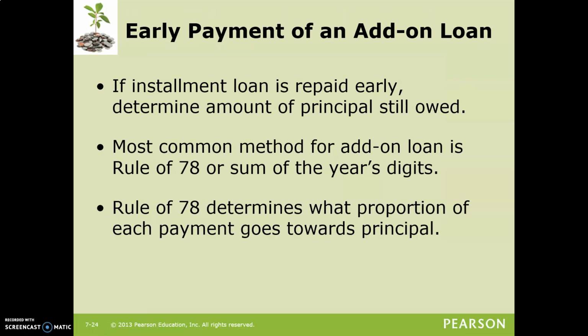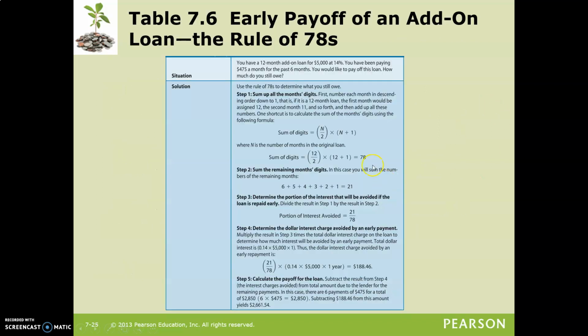So if an installment loan is repaid early, determine the amount of principal still owed. The common method for an add-on loan is the rule of 78, or sum of the year's digits. The rule of 78 determines what proportion of each payment goes towards principal. With prepayment, you also need to pay a prepayment penalty. For example, you have a 12-month add-on loan of 5,000 at 14%. You have been paying 475 a month for the past 6 months. Would you like to pay off this loan? How much do you still owe?